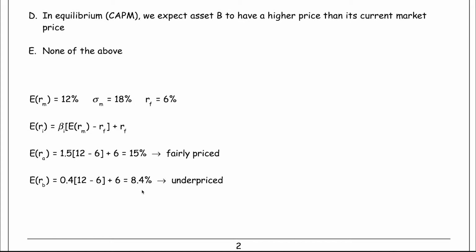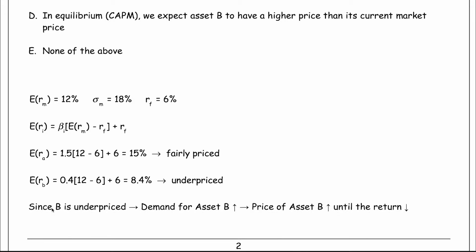And now that we know that asset B is underpriced, we should be able to realize that the demand for asset B is going to rise. And that's simply because investors are going to want to buy undervalued securities. As the demand for asset B rises, we would expect the price of asset B to rise until its return is reduced and it plots back on the SML.